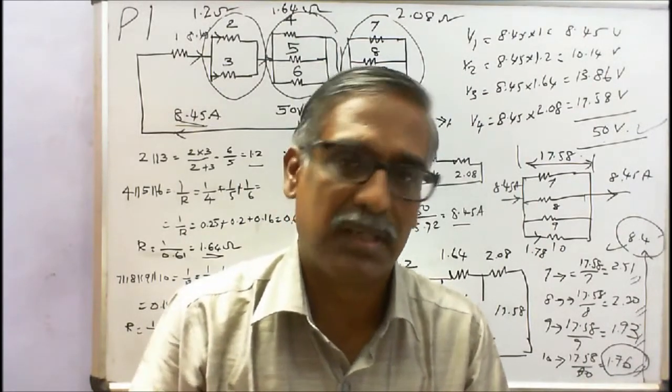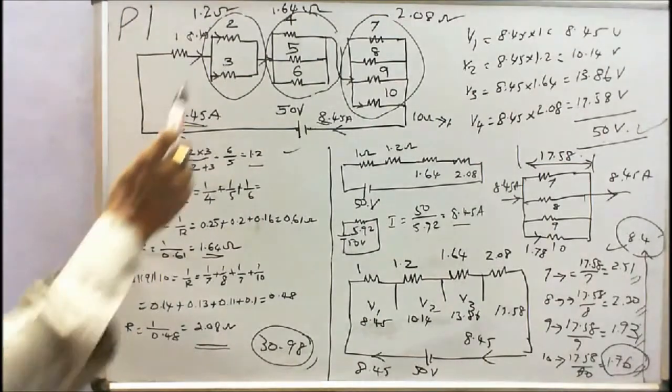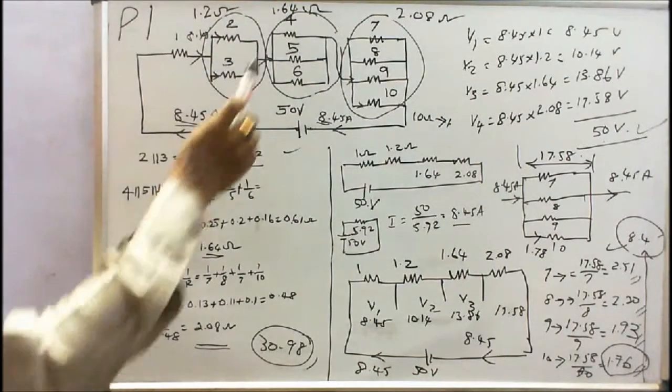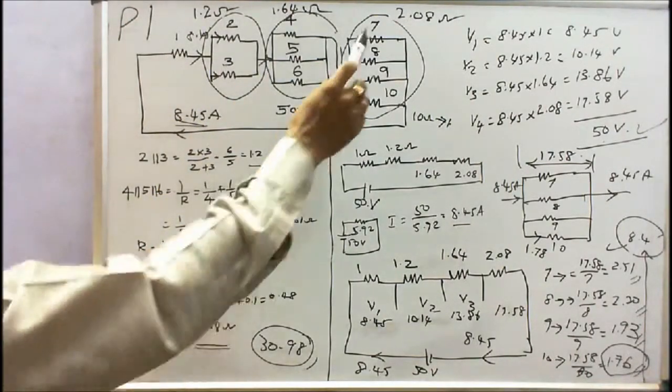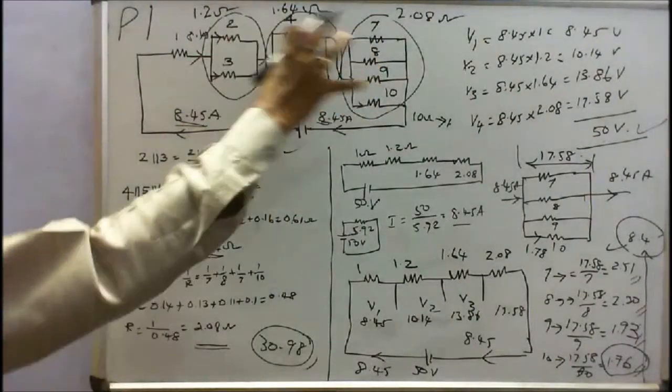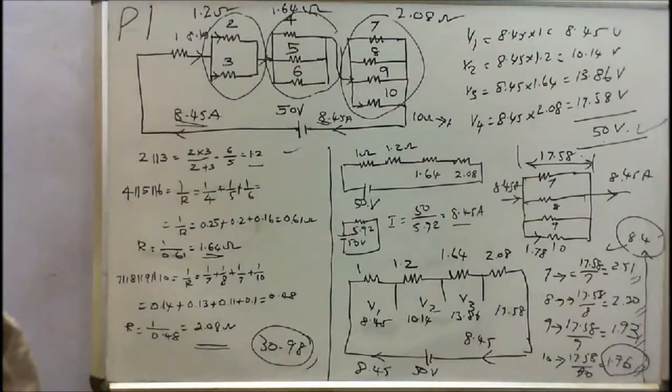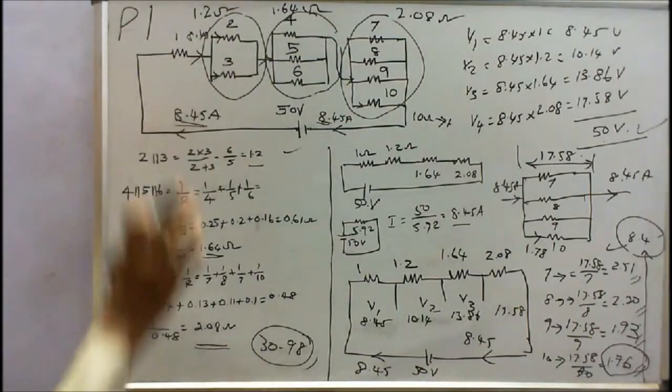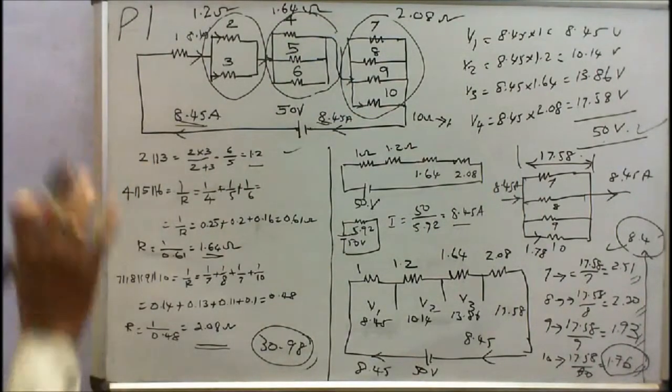10 ohm resistor. Here the 2 and 3 are connected in parallel, 4, 5, 6 are connected in parallel, 7, 8, 9, 10 are connected in parallel. All three parts are connected in series with this 1 ohm resistor. All are in ohms.